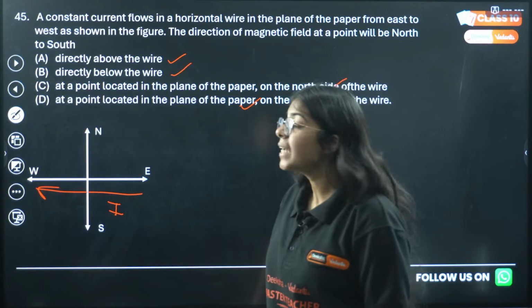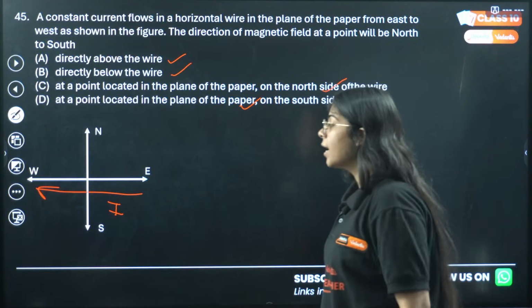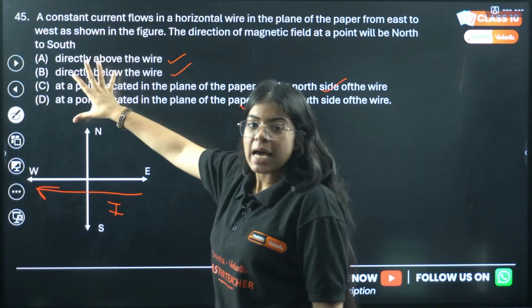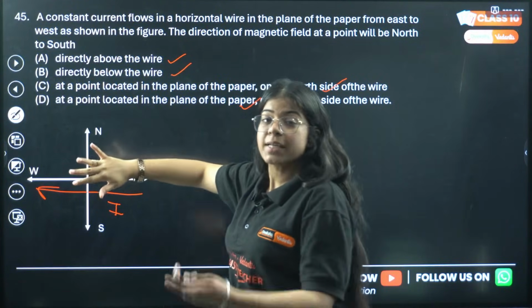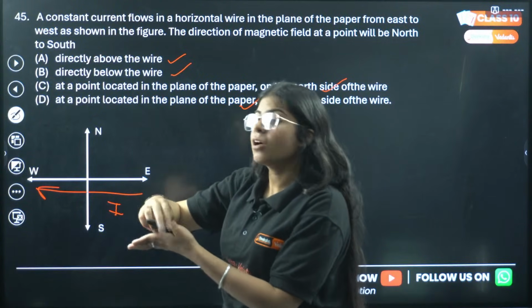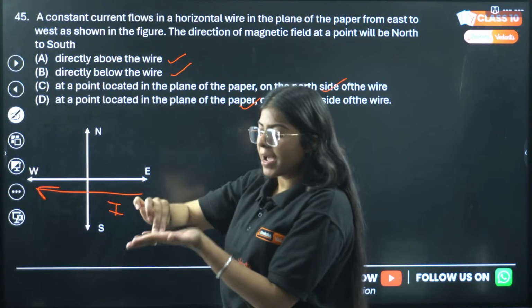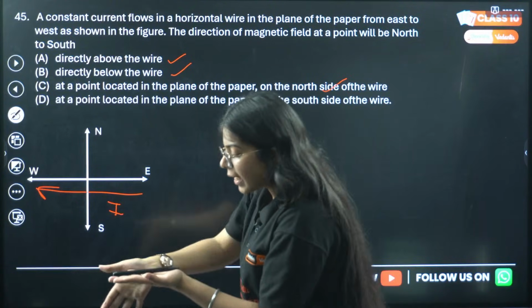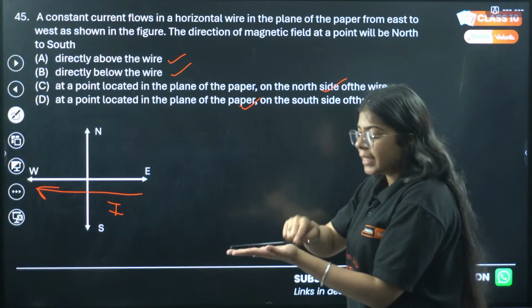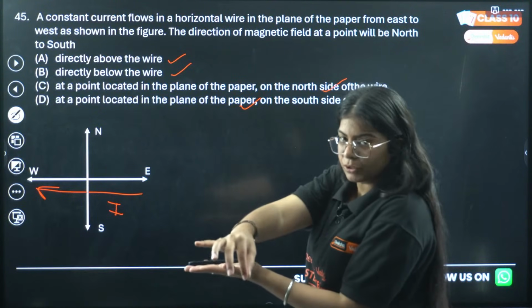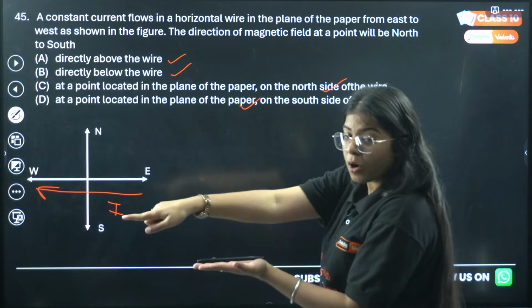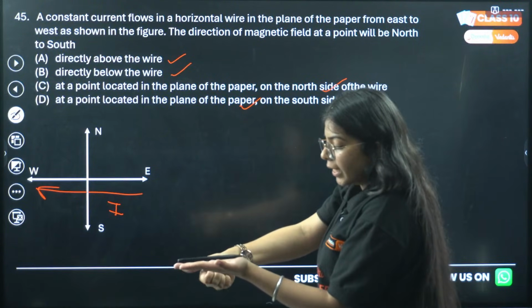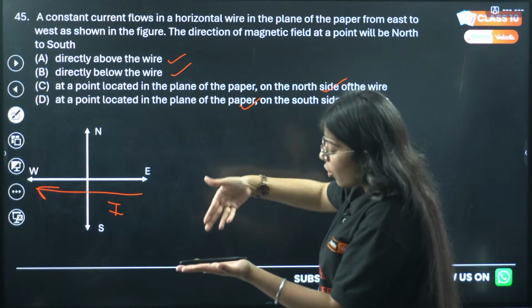So let's see how you will approach this. Imagine first all these statements are given not according to the board. It's given according to the paper, plane of paper. So let's say this is my wire which is placed horizontally east to west. So the current is going like this, correct? East, west, north and south, correct? So the current is going towards that. So I'll place my thumb in the direction of the wire and I'll rotate. In what direction? North to south.